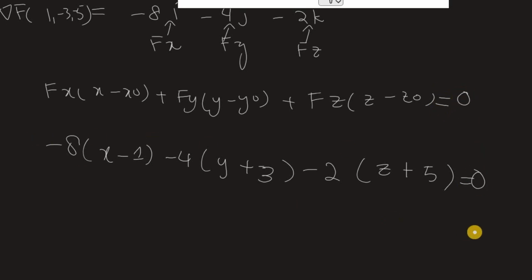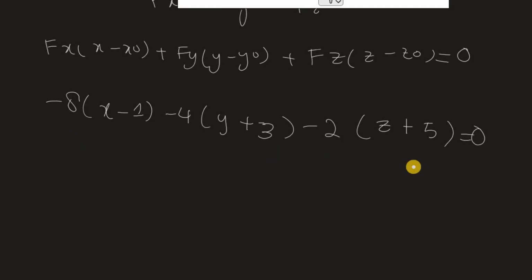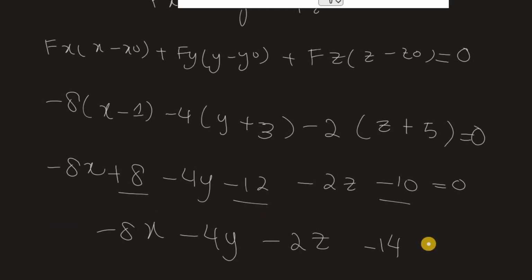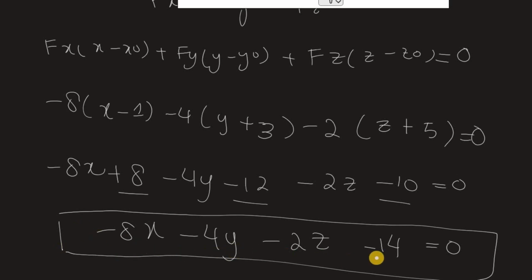So this is your tangent plane, the equation of the tangent plane, but it's better to simplify it a little bit. Okay, so -8x plus 8, -4y, -12, -2z, -10 equals 0. So 8, -12, -10, this is going to be -14. And we have -8x, -4y, -2z. So this is the final answer to the tangent plane. This is the equation of the tangent plane.